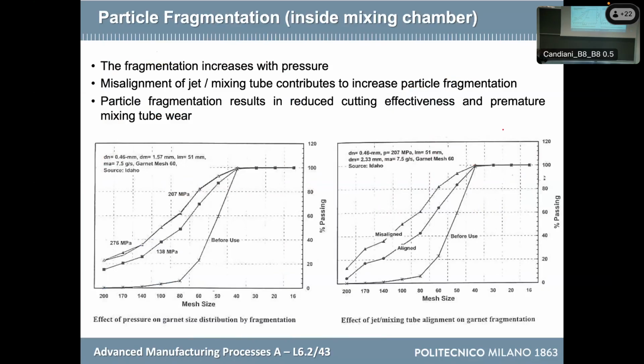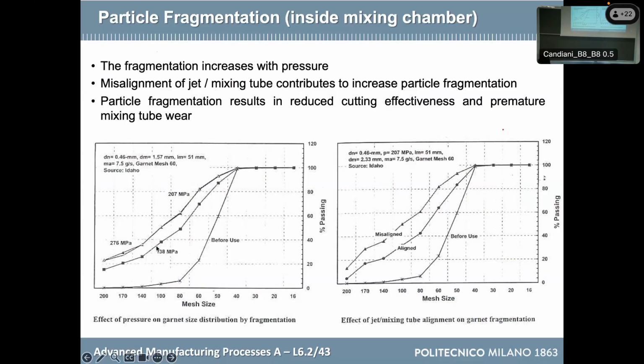And these last slides are about the fact that when we use abrasive, you destroy it because the grains interact in the mixing chamber, and so what you have is a finer mesh if you collect the abrasive after cutting. And in fact, here you see that on the y-axis we have the percentage of passing particles. So in other words, let's imagine a sieve with constant grid distance, and if the abrasive is becoming smaller, more abrasive will pass through.